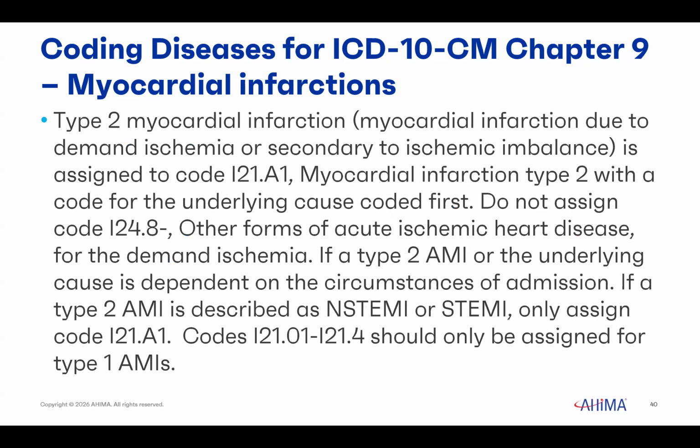Type 2 myocardial infarctions, in other words, myocardial infarctions due to demand ischemia or secondary to ischemic imbalance, are assigned to codes from code subcategory I21.A1, myocardial infarction type 2, with code for the underlying cause coded first. Do not assign a code I24.8, other forms of acute heart disease, for demand ischemia.